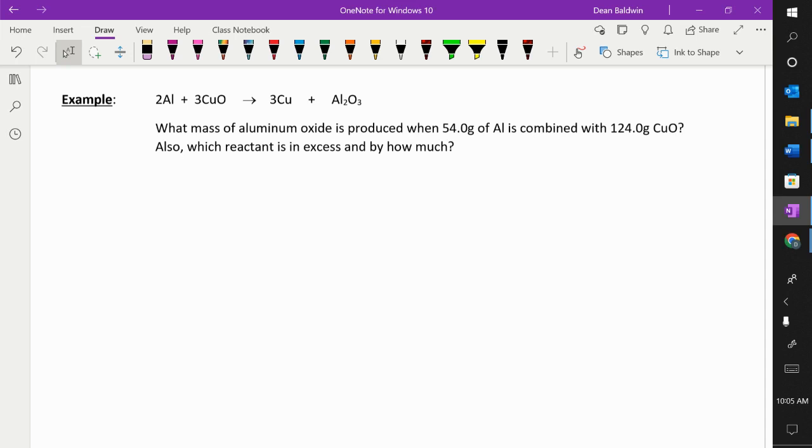Why is that wrong? Well, it might be true, but why can we not use just grams? What do you always have to convert to? It's always got to be moles, right? Because the mass of it is dependent on the molar mass of what atoms are in there. So we always have to convert to moles. So your first step is figure out how many moles you have of each reactant. All right, so step 1, moles of reactants.